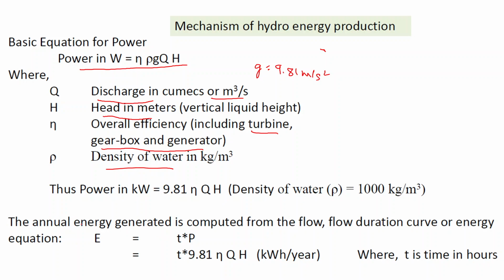And if we want to calculate the annual energy generated from the flow, then it is calculated by time into power. Time is basically given in hours. So it is time into 9.81 into eta into Q into H.